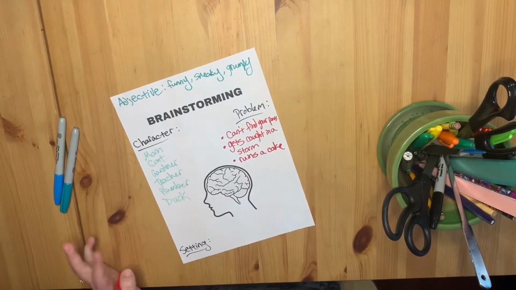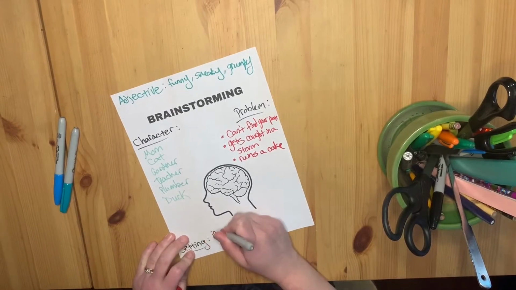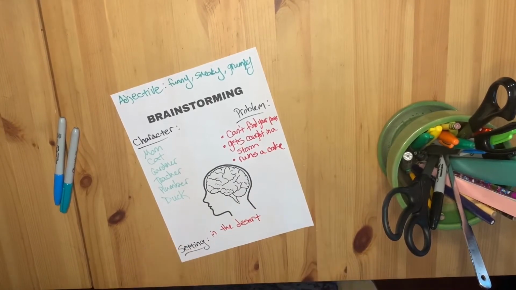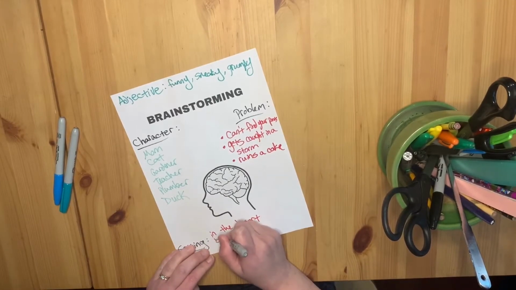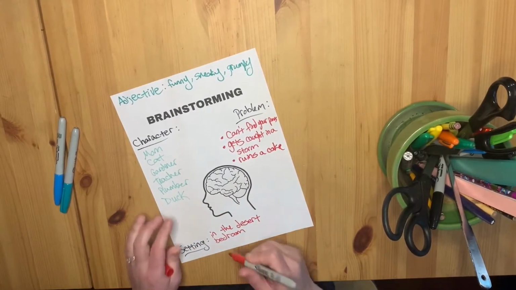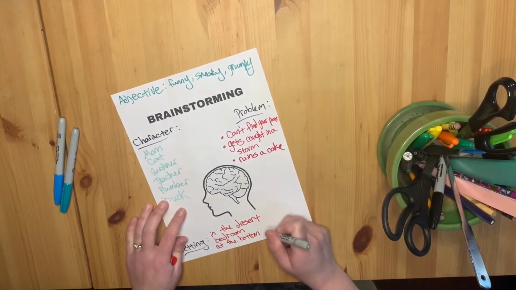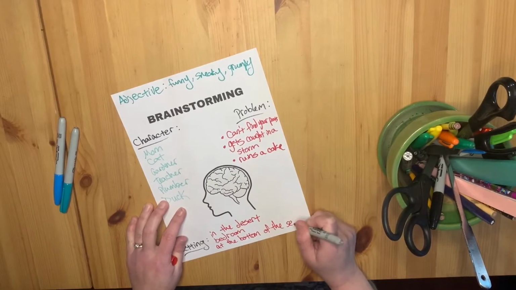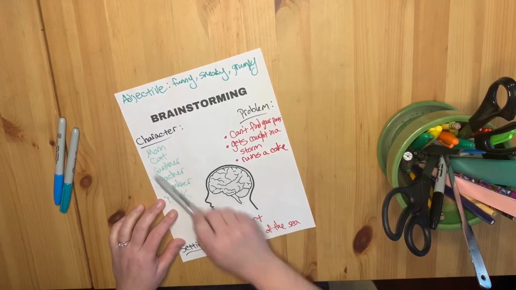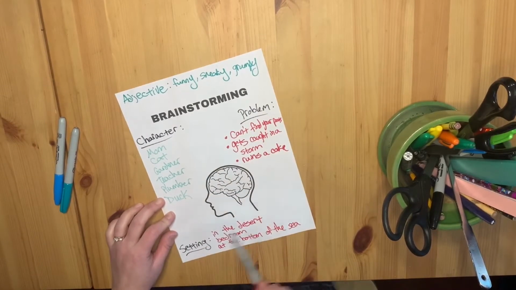Now, just give me a few settings so I can write something down for you. Ooh, in the desert. Cool, in the desert. 2 more. Bedroom, sure, that is a setting. And one more. Ooh, at the bottom of the sea. Those are all great ideas. So you use your brain to storm all of these ideas: adjectives, characters, problems, settings.